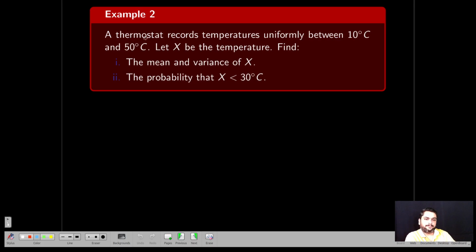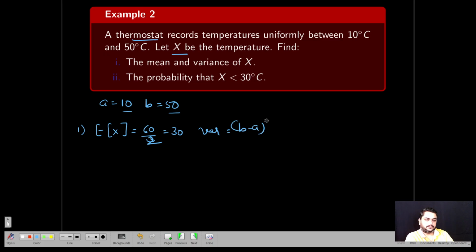Now, the second one. A thermostat records temperature uniformly between 10 degrees and 50 degrees. So they have given the interval: a equal to 10, b equal to 50. Let the random variable x be the temperature. Find the mean and variance of x. So we know it follows the uniform distribution. So the mean is (a plus b) by 2, that is 30. Then the variance is given as b minus a whole square divided by 12, so 40 square by 12.